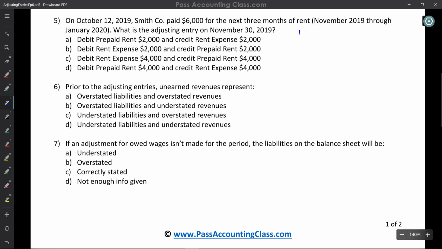If we take a look at 10/12, we paid cash, so that's a credit to cash, and that's $6,000. And we prepaid our rent, so that's a debit to prepaid rent, and that's $6,000. Prepaid rent is an asset. We increase the balance of an asset by debiting it, so that's why we debit prepaid rent. Cash also is an asset, but we have less of it now than we did before, and to decrease the balance of cash, we're going to credit it. So that's the very first transaction.